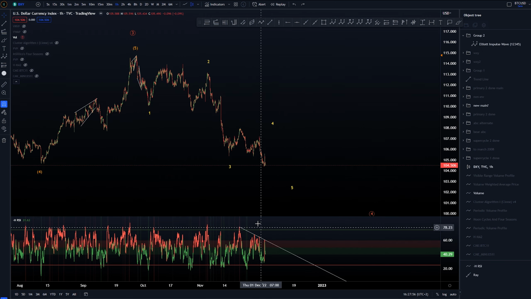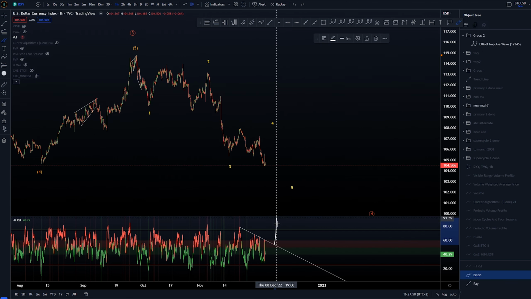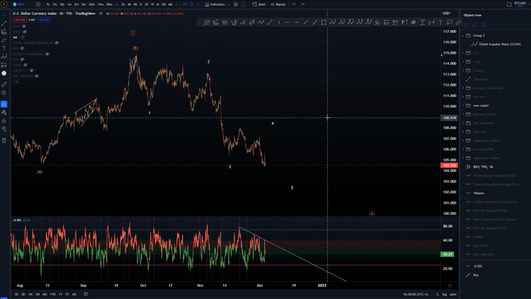Check out the RSI here. If we break this, up we go. I'm hopeful. But see you in the next one.